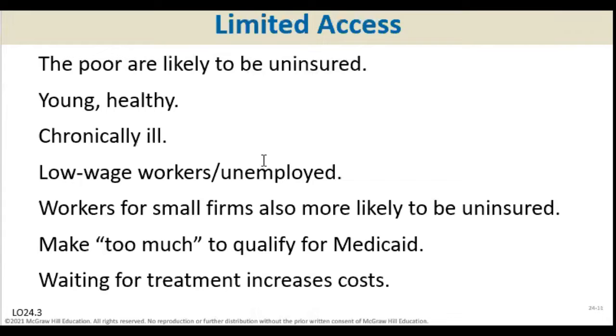As one's income rises, one is more likely to be insured, and a lower wage earner may make too much money to qualify for Medicaid, but not enough money to buy their own insurance on the open market. And smaller firms face a higher administrative expense and they can deduct only a portion of those expenses.